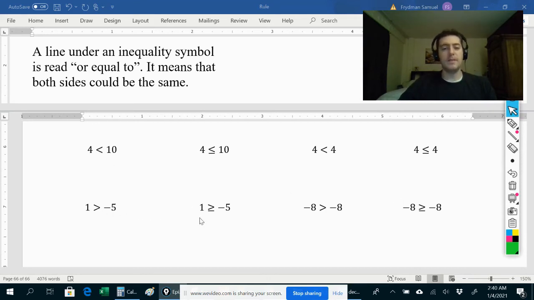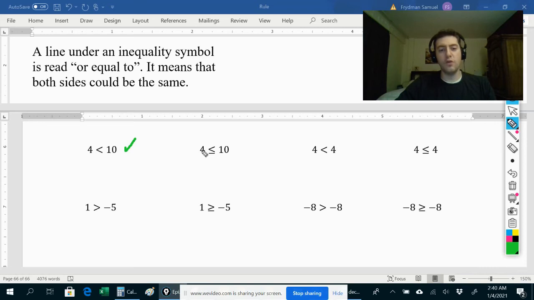And I'm going to read most of these just from left to right, just like we read a book. So this one says 4 is less than 10. Is that true? Is 4 less than 10? Yes, that is true. Okay, so that's fine.